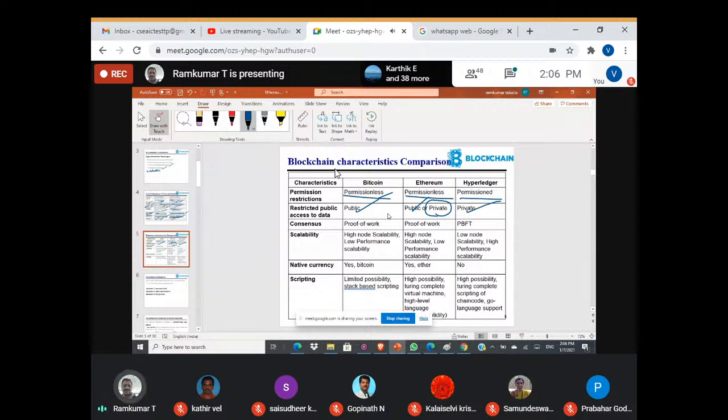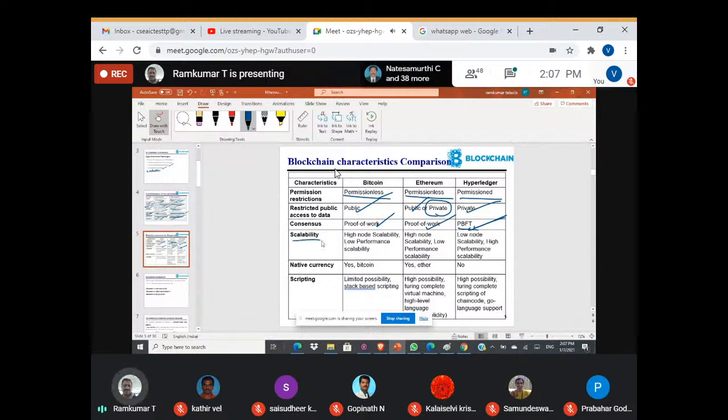Now the consensus mechanism used in Bitcoin is proof of work. Ethereum is also using proof of work. They are planning to change from proof of work to proof of stake. I have been hearing the same thing for 2.5 years, but they haven't done it, so right now they are still on proof of work. And in Hyperledger it is called PBFT, practical Byzantine fault tolerance. By using that methodology, the Hyperledger consensus mechanism happens.